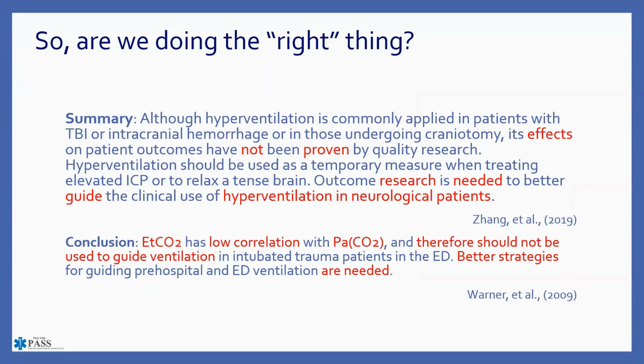So what Zhang is saying in 2019 is, yeah, we've been taught that we should probably hyperventilate patients, especially with TBI or intracranial hemorrhage, or the way that we would know that through really Cushing's triad. That's how we're going to know in the field. They have a history that goes along with it. The mechanism of injury goes along with it.